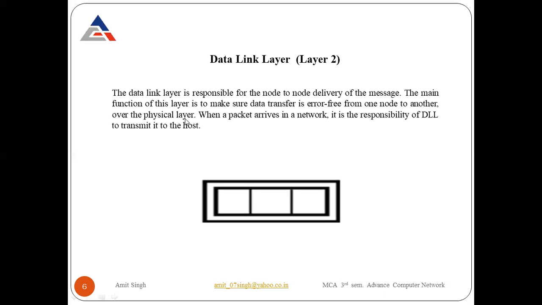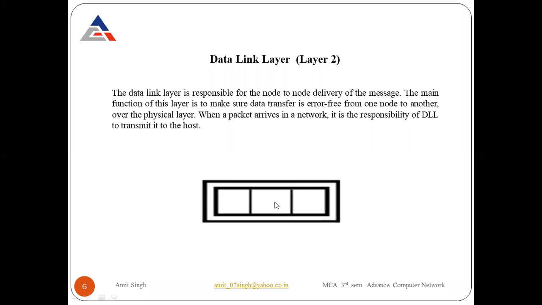Clear? When a packet arrives in a network, it is the responsibility of the DLL to transmit it to the host. DLL is a short form of data link layer, and it receives the frames as shown in the figure. Look at that. This is one frame. The outer part is a frame, and that contains three boxes. What it means, you can simply add the bits. The combination of bits becomes the frame. This is all about the data link layer.